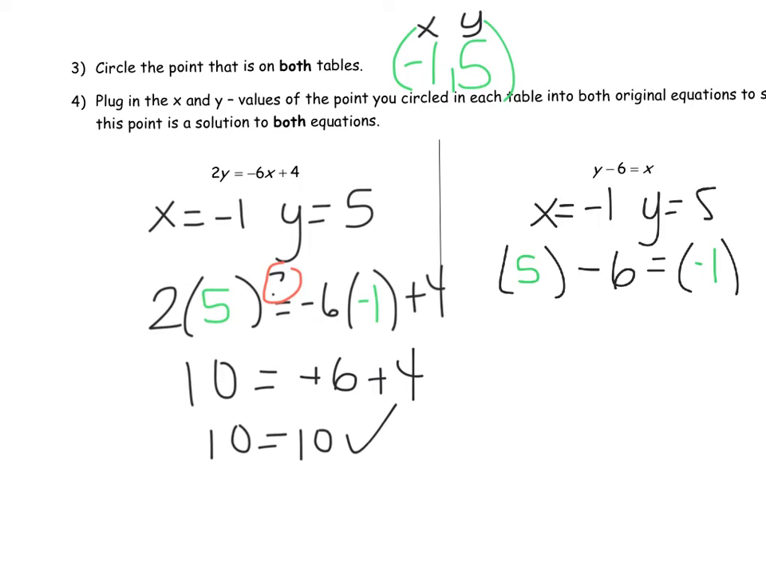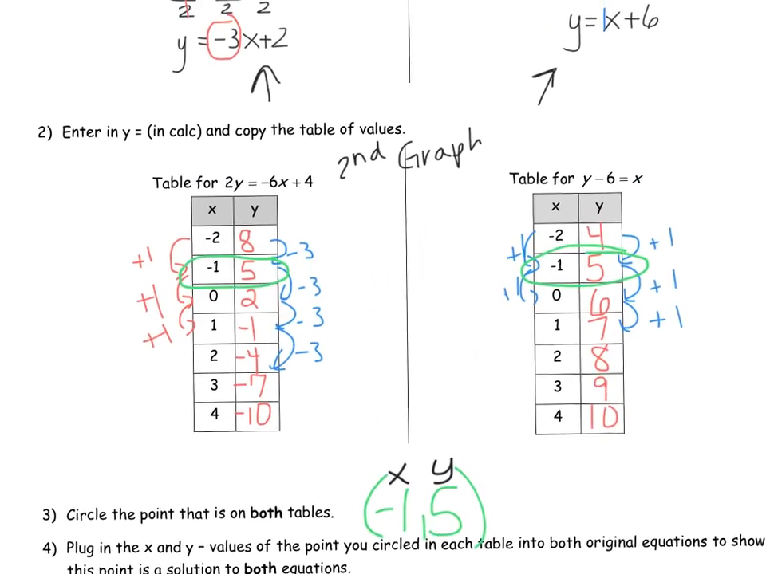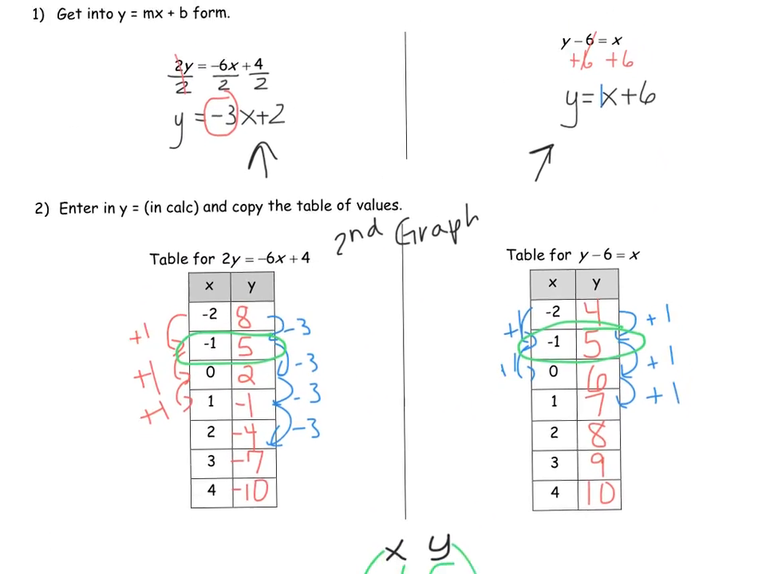So 5 minus 6 is negative 1, and that is equal to negative 1. So yes, negative 1 comma 5 is a solution to both equations. We've proved it algebraically, and you can also tell by the table of values, since the point is on both, that we are good.